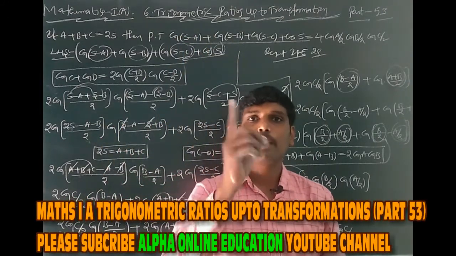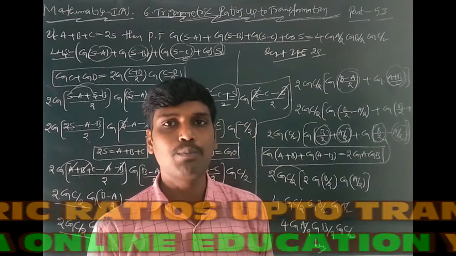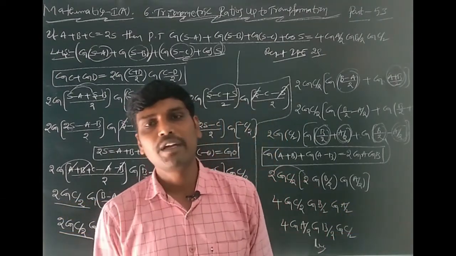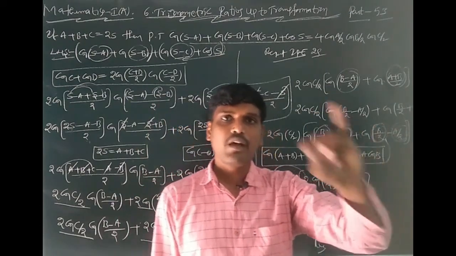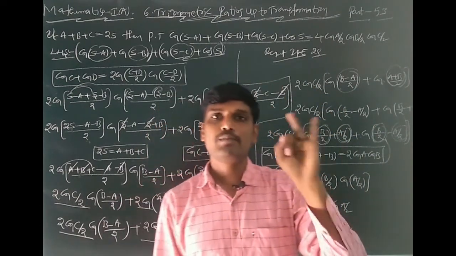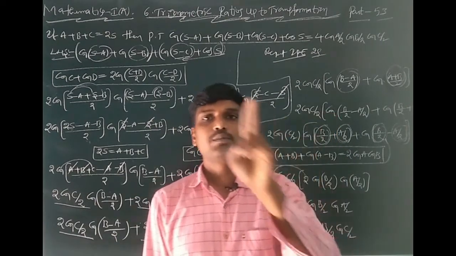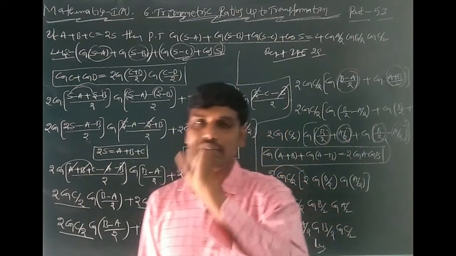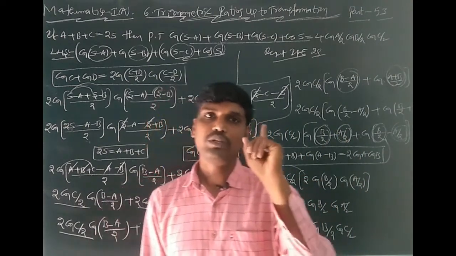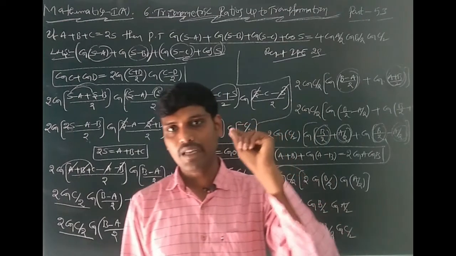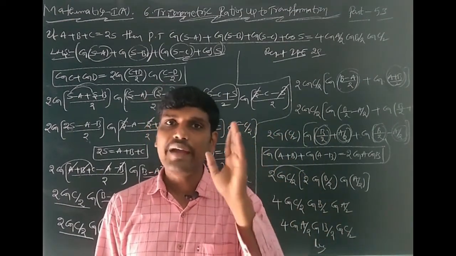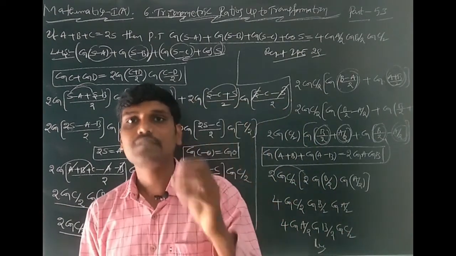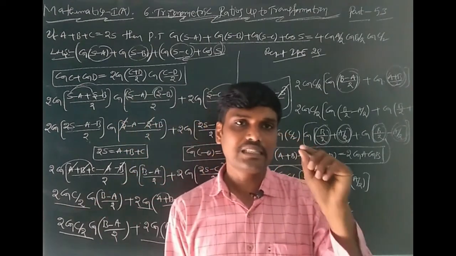This is the last problem in this trigonometric ratios up to transformations chapter. Especially transformations must and should come for 7 marks: A plus B plus C equal to 180 degrees, or A plus B plus C equal to 2S, after that A plus B plus C equal to 0 degrees, 90 degrees, 270 degrees. These model problems must and should come for 7 marks in the IPE examination. That's why you should read and write the formulas perfectly. You can easily understand Exercise 6, that is the transformation exercise. Okay.